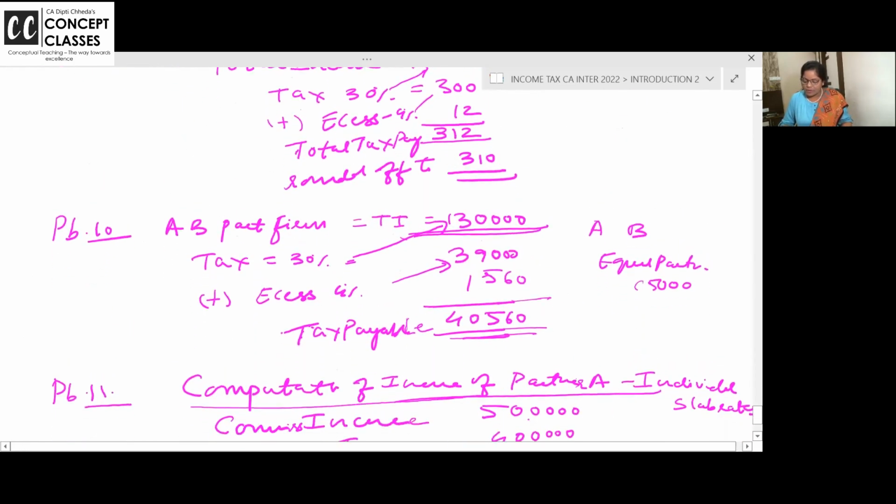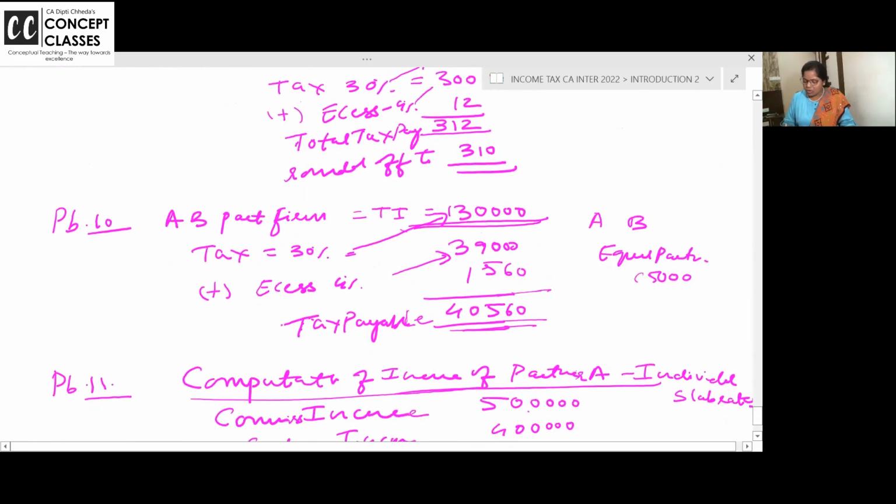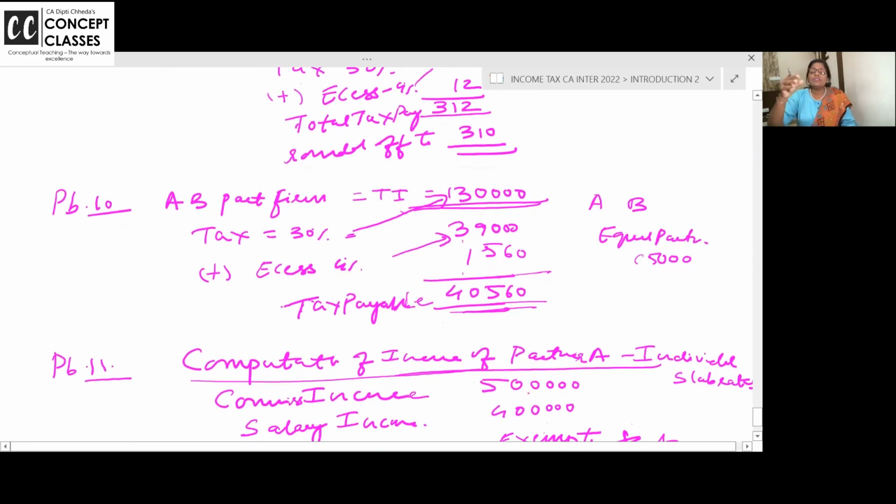I'll explain. See, the firm got 1,30,000 income, and tax thereon is 30% flat, and on the tax, education cess is there, which comes to the tax payable. Now the partnership firm's income is 1,30,000, equally shared by A and B, 65,000 each. This income of 1,30,000 the firm has already paid tax on. Now when this income goes to the partners, 65,000 A takes home, 65,000 B takes home. Should they pay tax again on the same income? Will it not be double taxation? So what will we do for that?